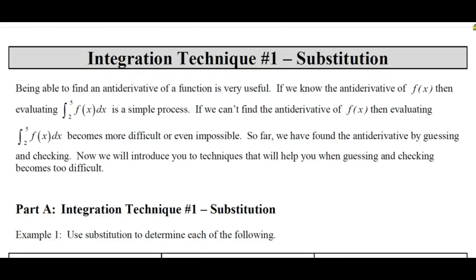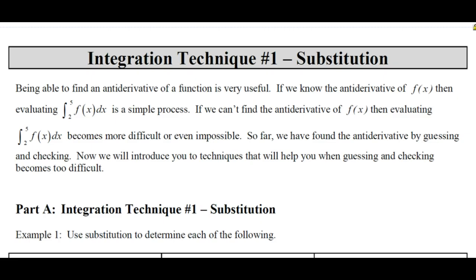Being able to find an antiderivative function is very useful. If we know the antiderivative of f of x, then evaluating the definite integral from 2 to 5 of f of x dx is a simple process. If we can't find the antiderivative, then this becomes more difficult or even impossible.